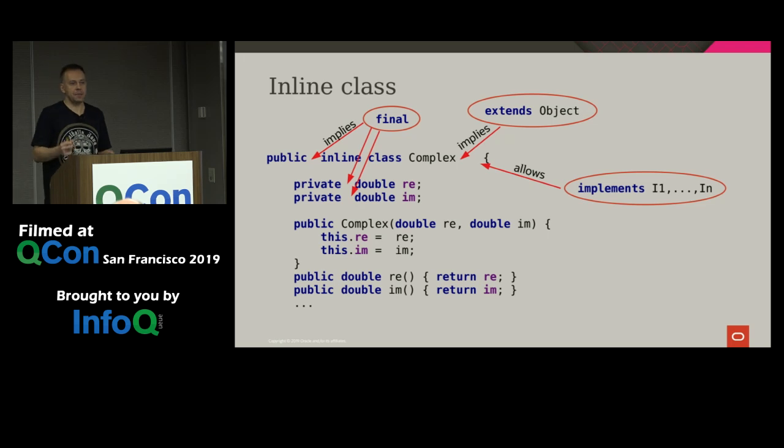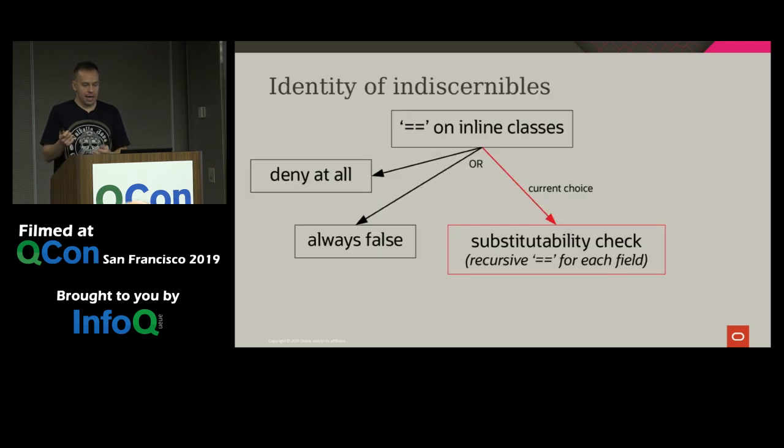Also, inline types have no deep class hierarchy. Every inline class extends Object, and it's final. You can't create an object hierarchy here. The only nice thing which we get here is that an inline class may implement any interfaces which you wish. Okay, and other changes of semantics.